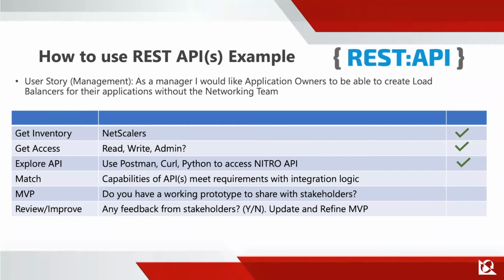We're in luck because the NITRO API does accommodate all of those, so we get a check there. The next stop we're going to make is the minimum viable product. This means we create the script, and maybe it has hard-coded IP addresses or names for the backend servers, but we can show something that is an actively working prototype.